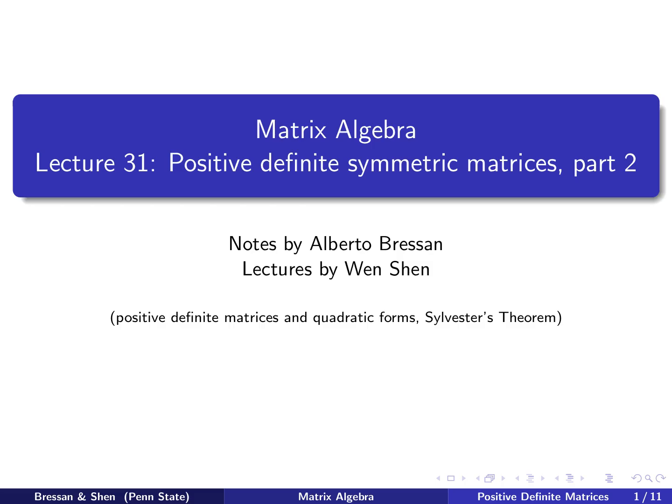In part 1, we introduced the definition for positive definite matrices and quadratic forms, and we had some examples. Now we continue our discussion, and in particular in this part we'll introduce Sylvester's theorem. Let's get started.